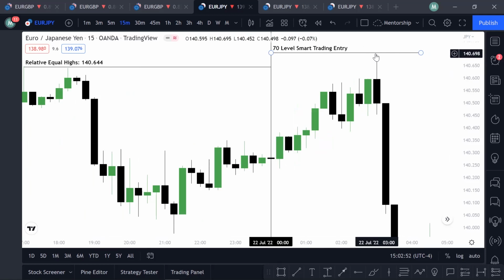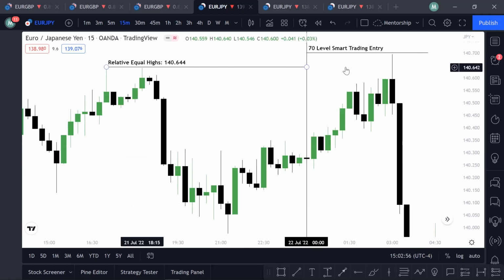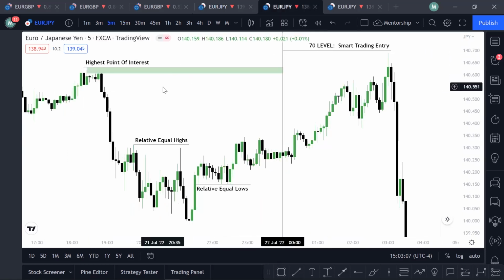Here. Are you selling there? Yes, you're selling there. Why? We ran above equal highs. We came to the smart trading entry. It's time to do what? To execute trades, to sell. If you're doing your analysis on a 15 minute time frame, let's come back to a 5 minute time frame.